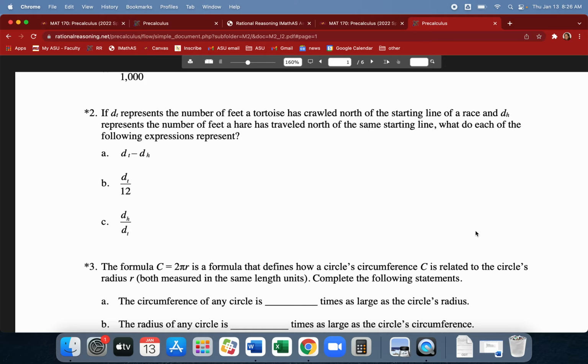So maybe the hare has gone 1.5 times as far as the tortoise. Sorry, I was forgetting which one was which. Or 150% of the distance, if it was that. So if it's 30 and 20, or 1.5, we just talk about how many times as far one has traveled than the other.